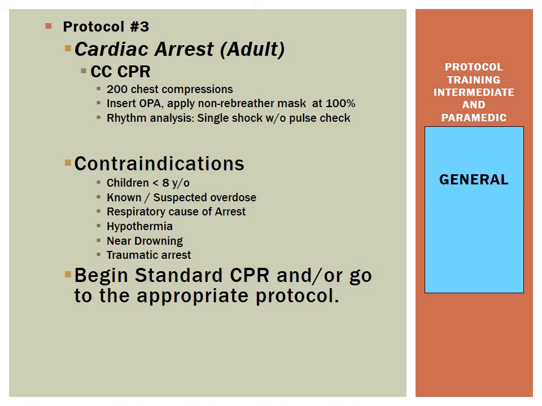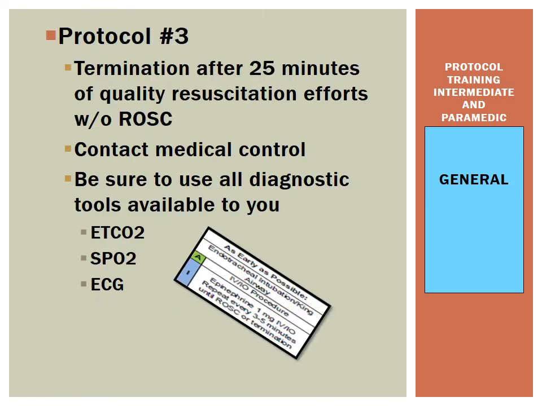Contraindications to continuous compression CPR are children under the age of 8 years old, known or suspected overdose, respiratory cause of arrest, hypothermia, near drowning, and traumatic arrest. Of course, with these contraindications, if we already know the cause of arrest, we need to immediately reverse what's going on so we can hopefully get a pulse back in our patients. If this is the case, we begin standard CPR and/or go to the appropriate protocol.